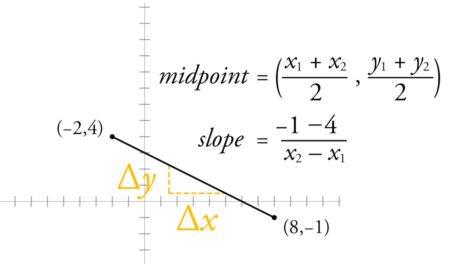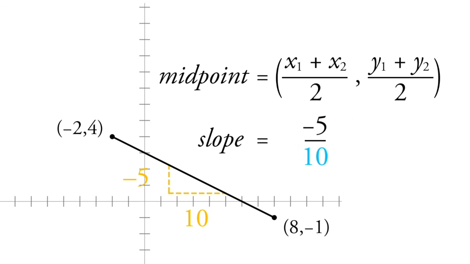And then we'll take our x2, which is this number here, 8, and we'll subtract negative 2 from it. That's our x1. And we'll work that out, and negative 1 minus 4 is negative 5, and 8 plus 2 is 10. So that's equal to negative 1/2. So that's our slope of this particular line segment, right? So we can just draw the little slope triangle like that.